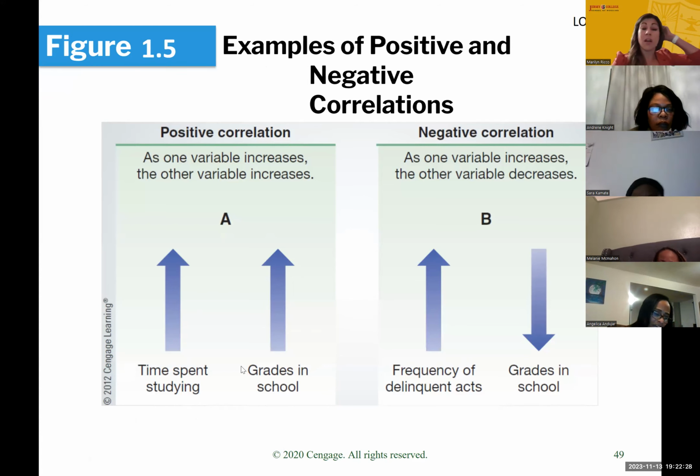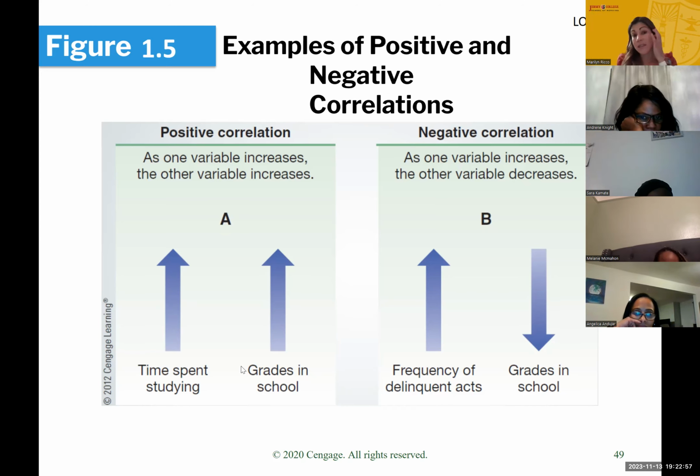I said it was very similar to the other reinforcements. So a positive correlation, as one variable increases, the other variable increases. So time spent studying increases your grades in school. The negative correlation is as one variable increases, the other variable decreases. So the frequency of delinquent acts, like not showing up to class, your grades in school will go down. So that's the positive and negative. It's very similar to the reinforcement, but these are the correlations. So your actions have consequences, right? You study more, your grades go up. Positive correlation. You stop showing up to class, your grades are going to go down. It's kind of the opposite. That's the negative.